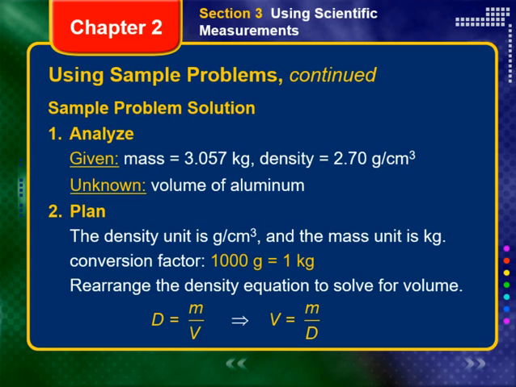Analyze. Givens. Mass is equal to 3.057 kilograms. Density is equal to 2.70 grams per cubic centimeter. Unknown. The volume of aluminum.